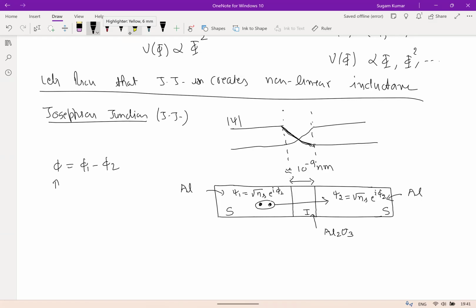That is called the phase difference, or sometimes also called the superconducting phase, or sometimes also called the phase of the Josephson junction.